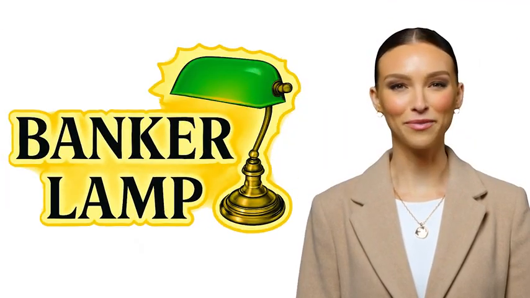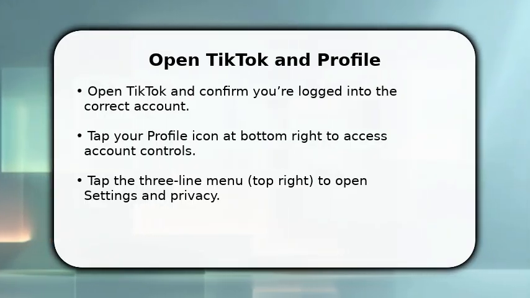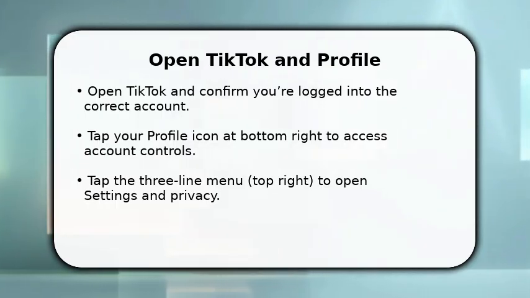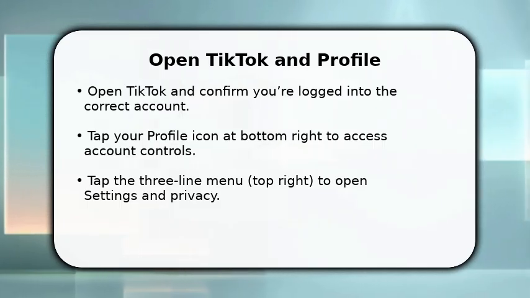You're starting inside the TikTok app, so open it and make sure you're on the right account. Otherwise, you'll check the wrong history. Once you're on your profile, tap the three-line menu in the top right corner to reveal settings and privacy. This step matters because the watch history control is tucked under account controls.